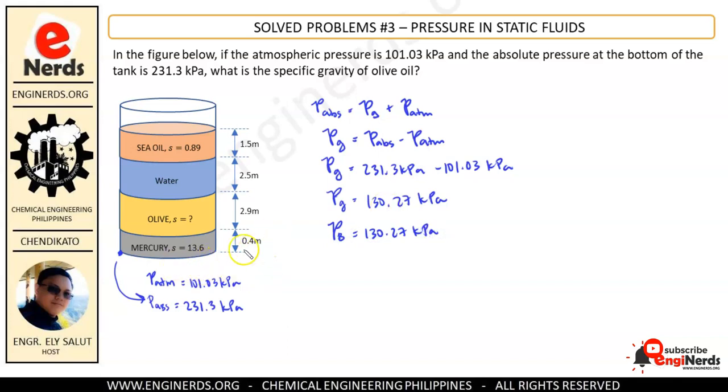So, ang pinahanap sa atin is yung specific gravity ng olive oil. Lahat is given. Water is known. Sea oil has a specific gravity of 0.89 and the mercury has a specific gravity of 13.6. So, ang hindi natin alam is yung specific gravity ng olive oil. Okay, so we have the pressure at the bottom of the tank, which is 130.27 kilopascal.